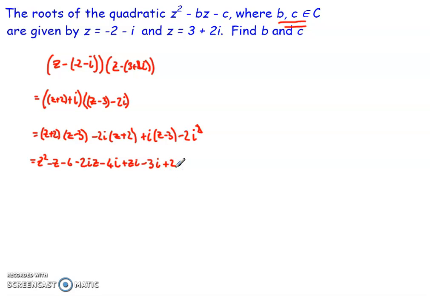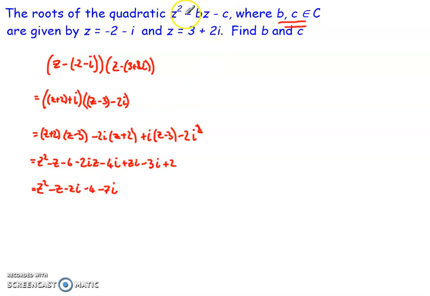So now I have to gather everything together by powers of z. I've only got one squared term, so I've got z squared. Great, that's easy enough. Put all the z's next to each other. So I've then got minus z. I've then got minus 2iz here, plus zi. So minus 2zi plus zi gives me minus zi. I've then got minus 6 plus 2, so I've got minus 4, and I've then got minus 4i minus 3i, which is minus 7i.